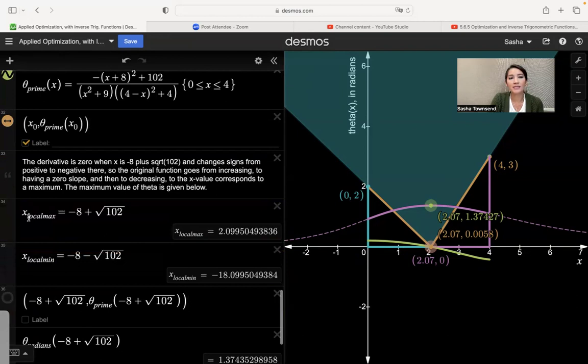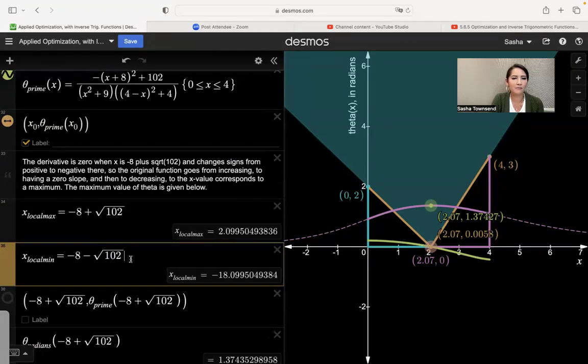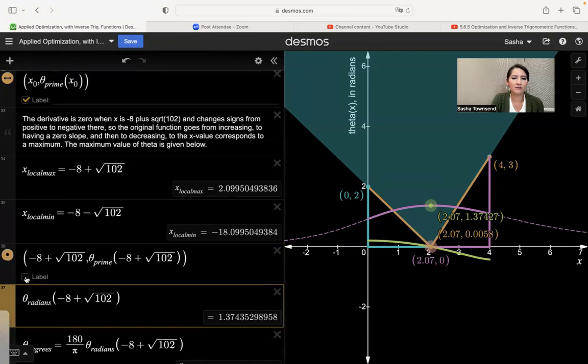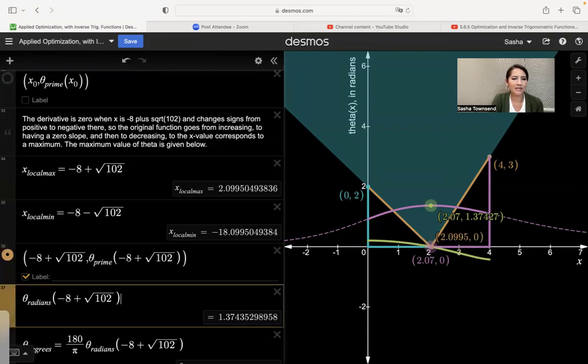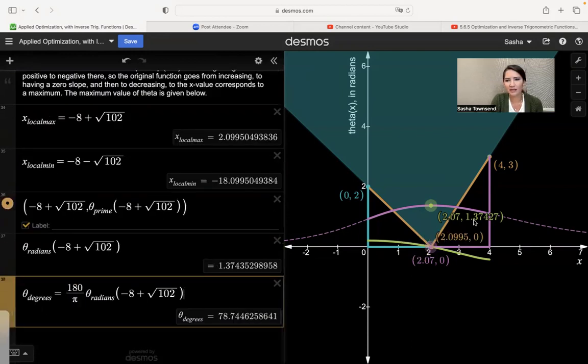We said if you set theta prime equal to 0 and solve for x, you get -8 plus the square root of 102, which is this 2.0995. And then we have -8 minus the square root of 102, which is that -18-ish number. The one on the interval is that 2.0995. So we'll evaluate the function there. And then we'll find the theta value in radians, which is that 1.37427.